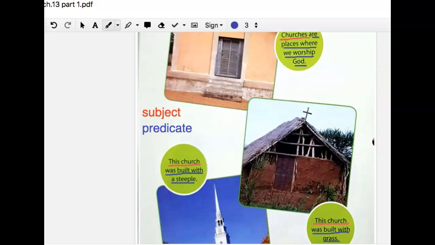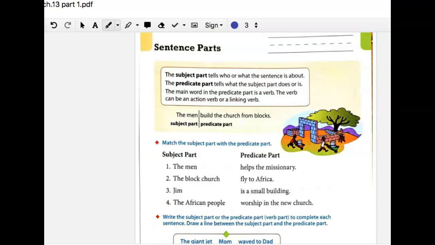Let's move on to the next page. So again, usually for most sentences, sentence parts can be split into a subject part and a predicate part. The subject part tells who or what the sentence is about, and the predicate part tells what the subject part does or is. And the main word in the predicate part is a verb. The verb can be an action verb or a linking verb, like the verb is or are.